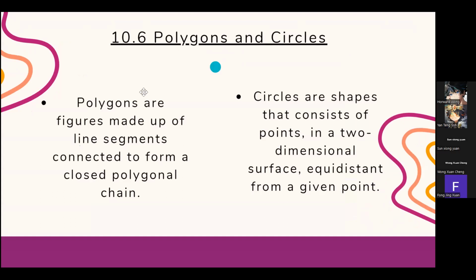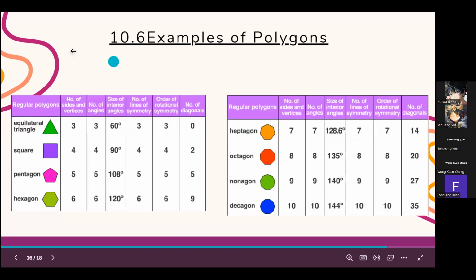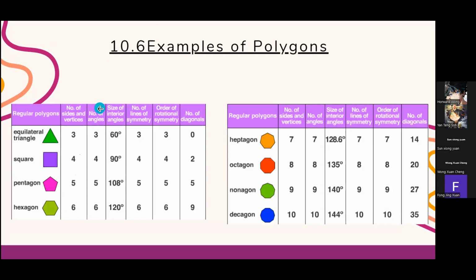Polygons and circles. Polygons are figures made up of line segments connected to form a closed polygonal chain. Circles are shapes that consist of all points in a two-dimensional surface equidistant from a given point. Here is a graph that shows the polygons, the number of sides and vertices, the size of interior angles, the number of lines of symmetry, the order of rotational symmetry, and the number of diagonals.